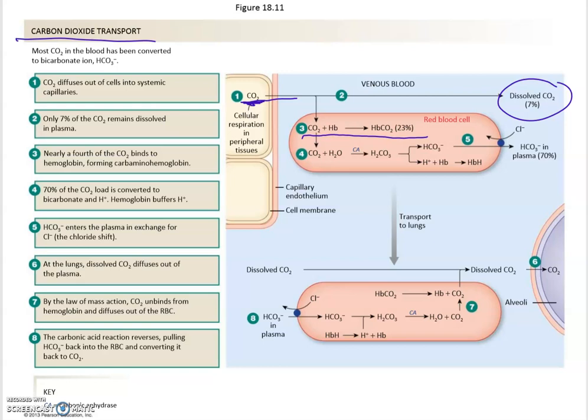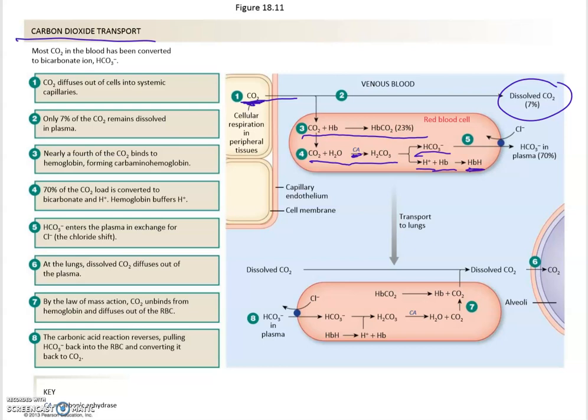That will be here, CO2 plus hemoglobin forms carbaminohemoglobin, 23%. The rest, the remaining 70%, so the vast majority, will undergo this equation. CO2 plus water forms carbonic acid. There's an enzyme in red blood cells that helps that process. This is called carbonic anhydrase. The Ca right here does not stand for California. It stands for carbonic anhydrase. And it helps the conversion of CO2 plus water to form carbonic acid, which then dissociates into bicarbonate ion and hydrogen ions.